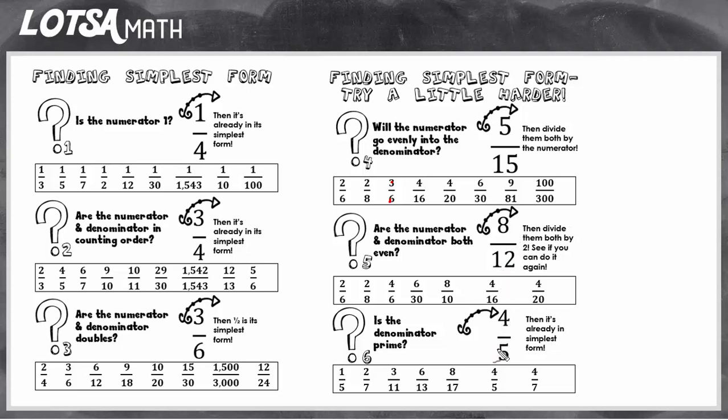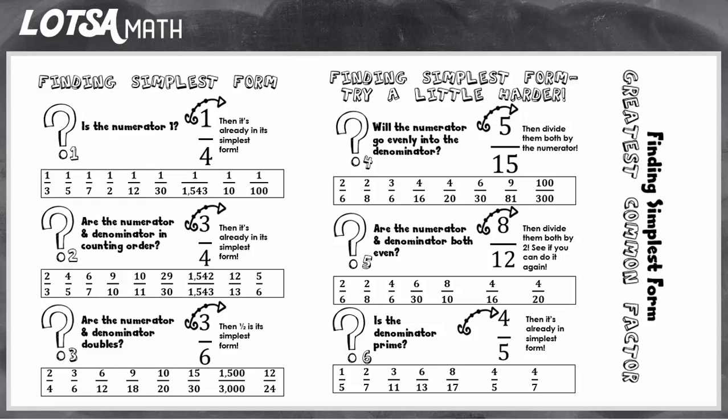Or you can look and see if your denominator is prime. If your denominator is prime, then you know it's already in its simplest form. And remember, prime just means the only factors it has are 1 and itself. And if you've checked all of those and none of those apply to your problem, then you're just going to have to use the greatest common factor method to find your simplest form.